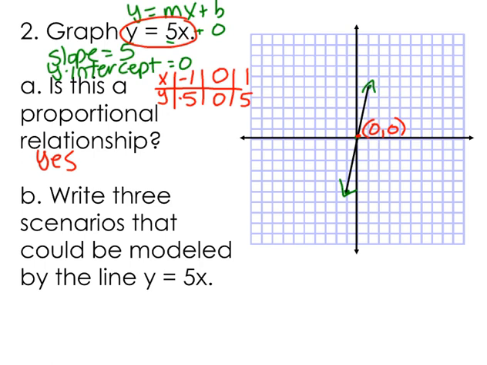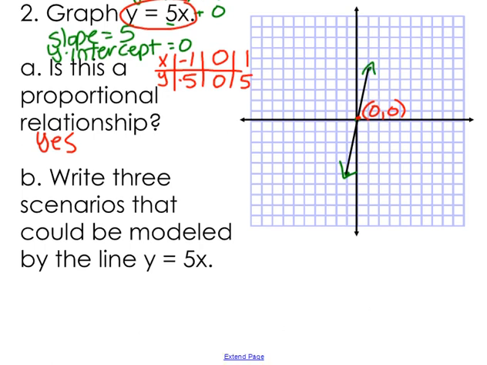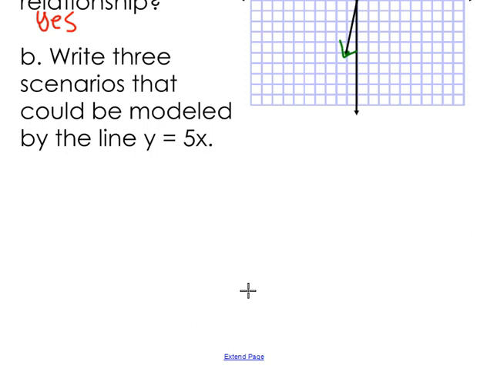Okay, part B, you are going to come up with any 3 scenarios that you would like that can be modeled using the line y equals 5x. So we could use something like a unit rate. Maybe it costs $5 for 1 cookie. We'll have to assume those are really high quality cookies at $5 a cookie.